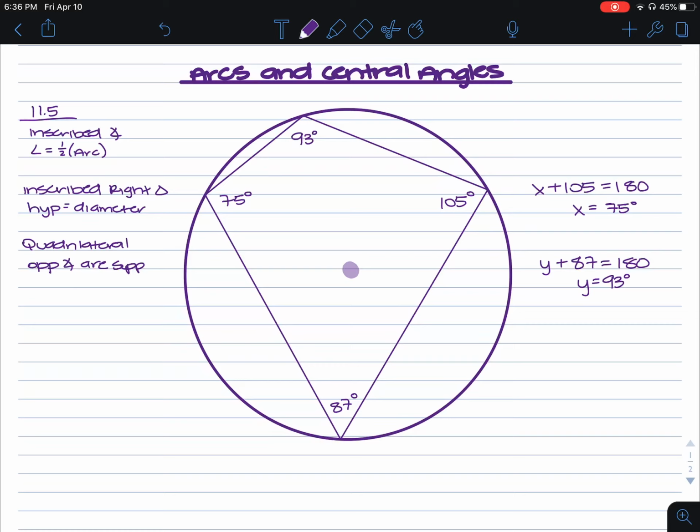Okay. And then if I wanted to double check, well, if I add all those four angles, so 87 plus 75 plus 93 plus 105, because this is a quadrilateral, quadrilaterals always equal 360. So if you wanted to check, add those four angles up together, set it equal to 360 and see if you get 360 on both sides. In this case, I do, so I know I did my work correct. Okay. This was, again, a review of 11.5.